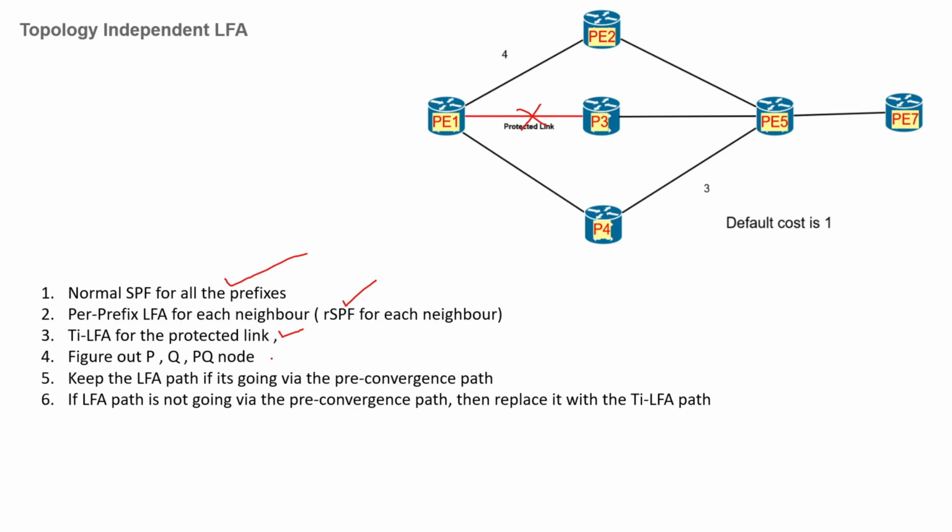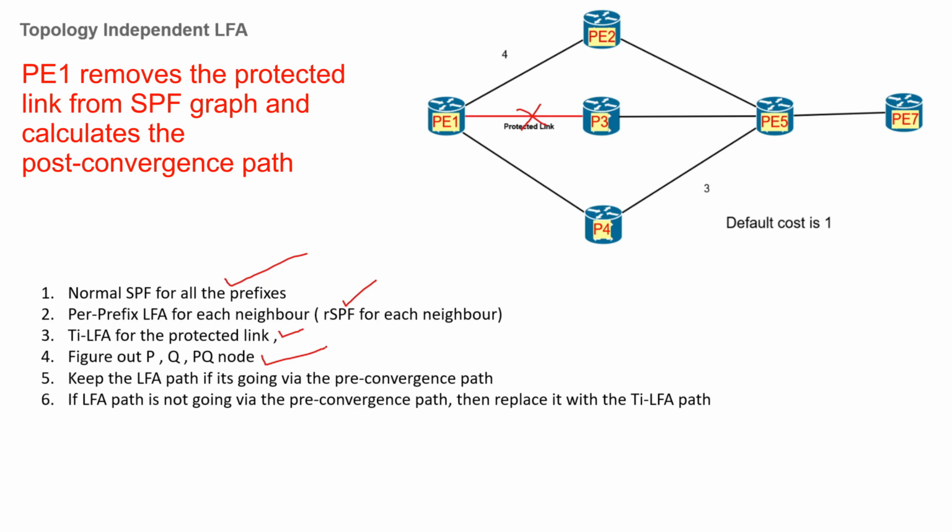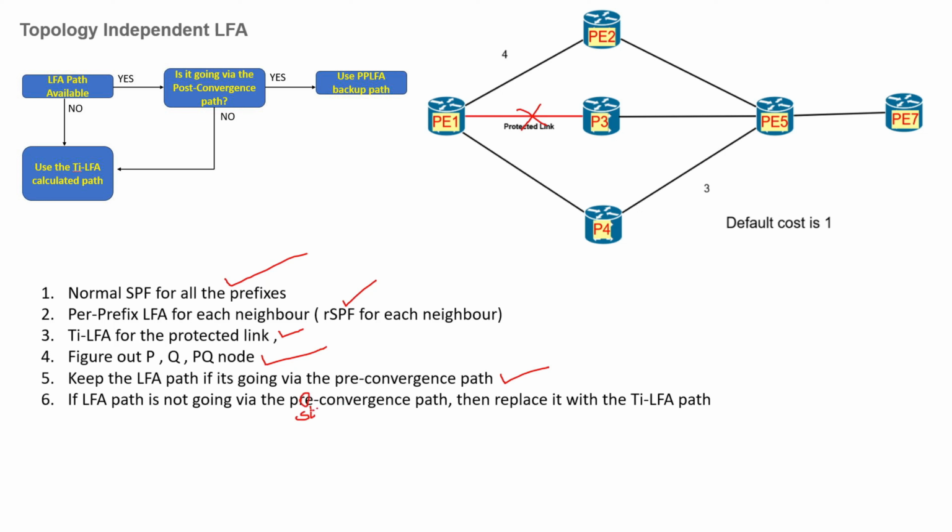Once it finds out the post convergence path, then it tries to figure out the PQ or P and Q nodes. If the LFA path is going via the post convergence path, it keeps the same. But if the LFA path is not going via the post convergence path, sorry, here it should be post convergence, they need to replace it with the Ti-LFA.